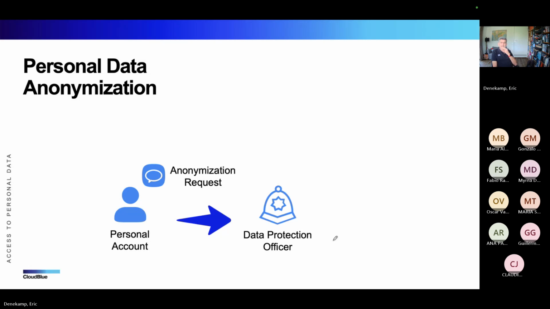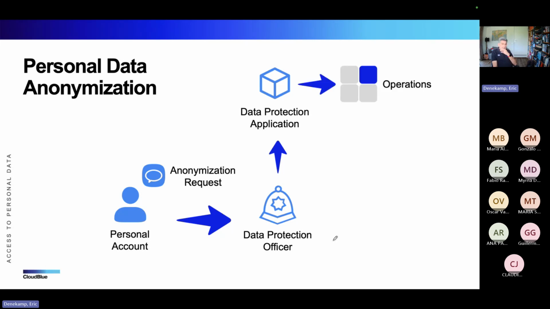Meaning that that request goes to what we call the data protection officer. There needs to be somebody with that role. The moment you add GDPR to the platform, you will be asked, okay, who's the data protection officer, and that will assign the appropriate privileges. That data protection officer can go to what we call the data protection application, where he or she will make sure that the appropriate anonymization is done.